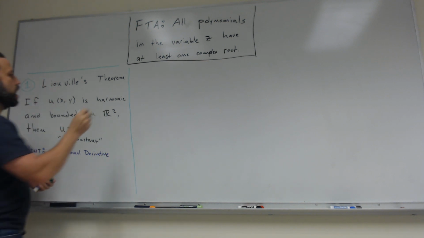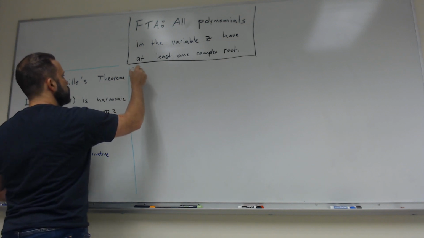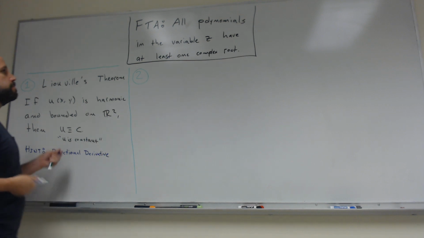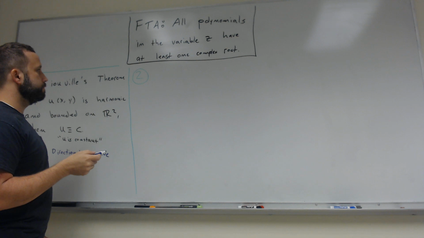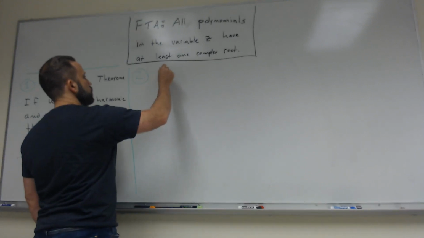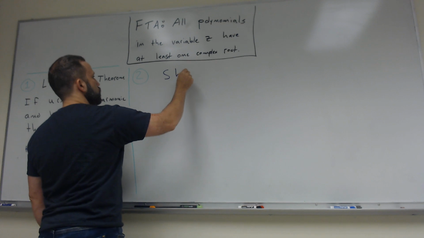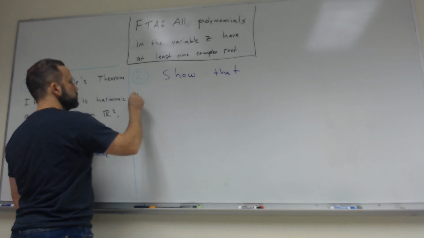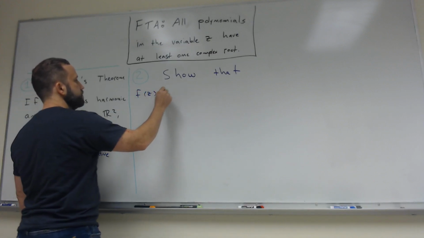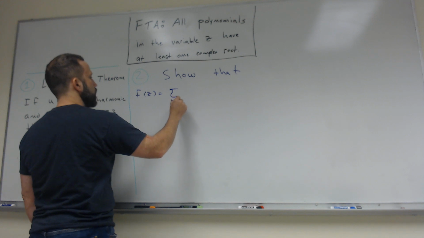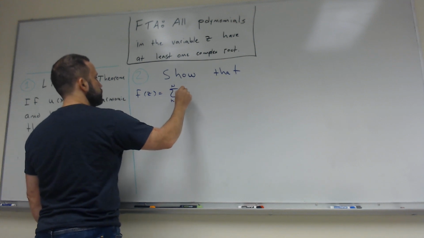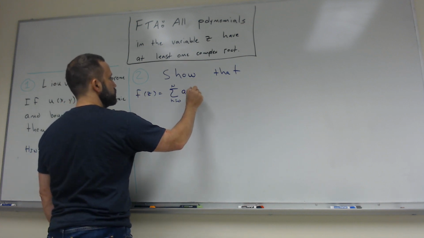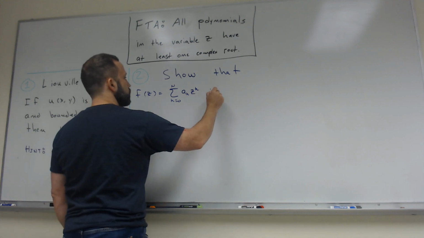So part 2 has maybe several things going on. You're going to show that different functions are harmonic. So you want to show that polynomials in the z variable, so f of z is equal to the sum k equals 0 to n of a_k, a complex constant, times z to the power of k, is harmonic.